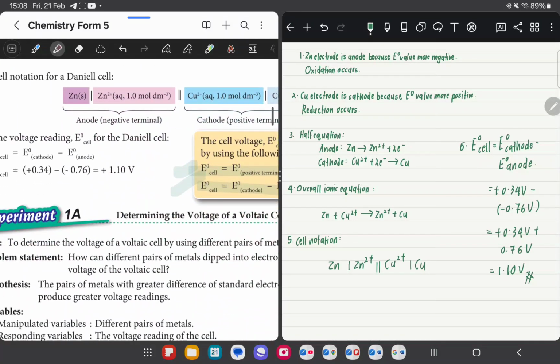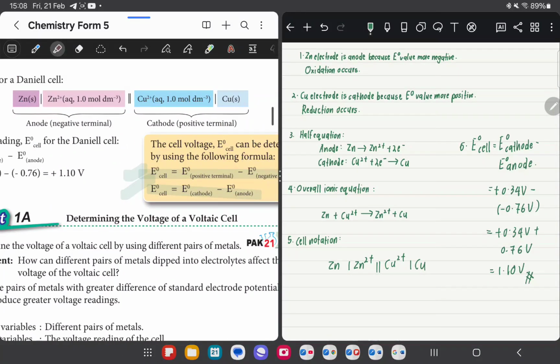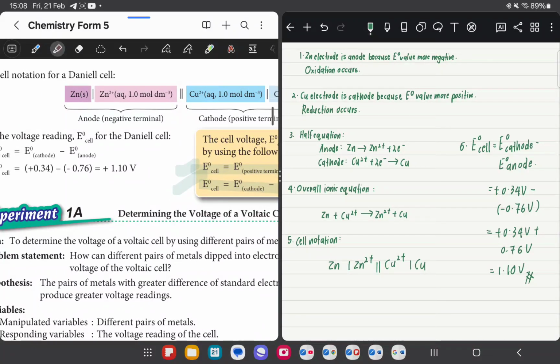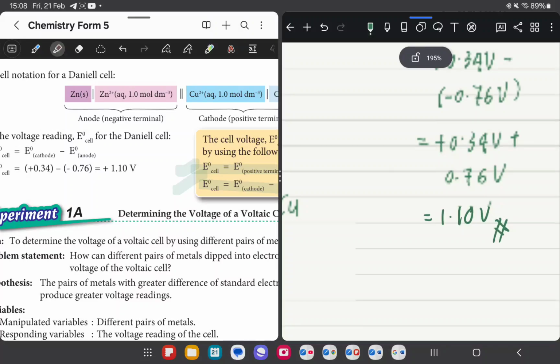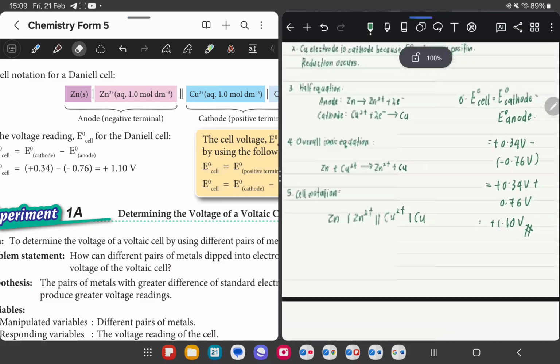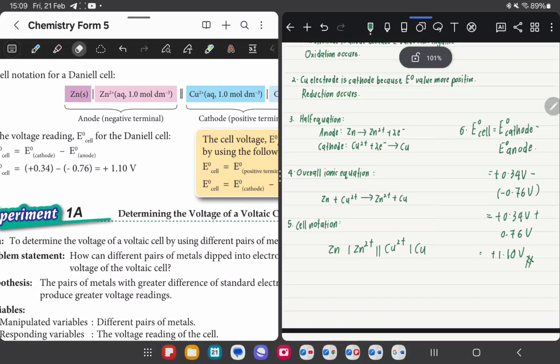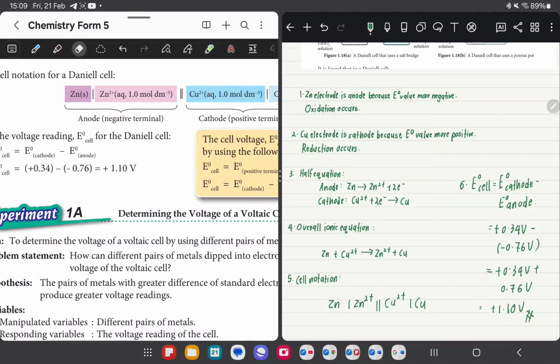And then your cell notation: Zn | Zn2+ || Cu2+ | Cu. Correct. Here they label with the phase; I don't put the phase. And then your final is positive 1. I myself forgot. You cannot forget, you should put the positive sign. It's a must. So positive 1.10 volt. This is your final answer. In chemistry, you must write the positive value. You cannot skip the positive value.